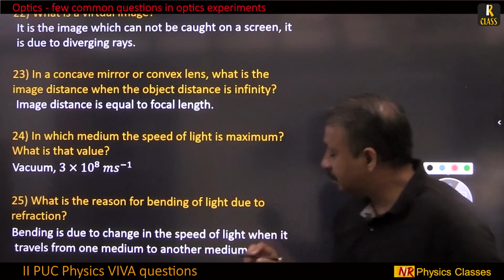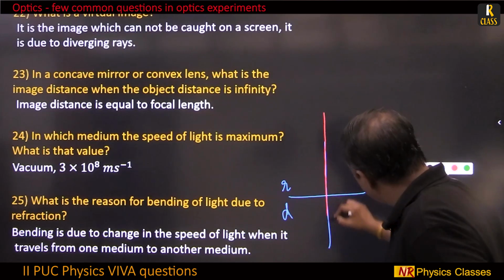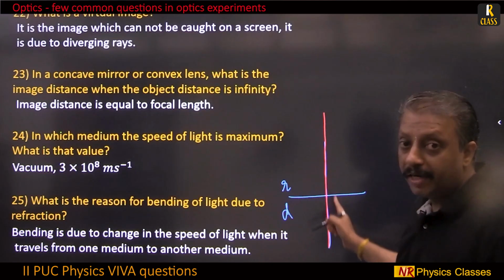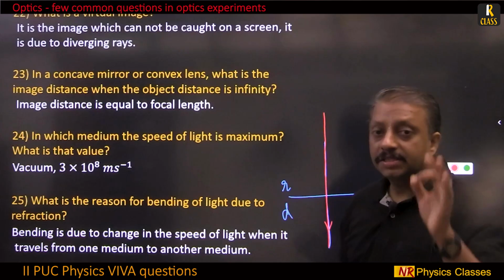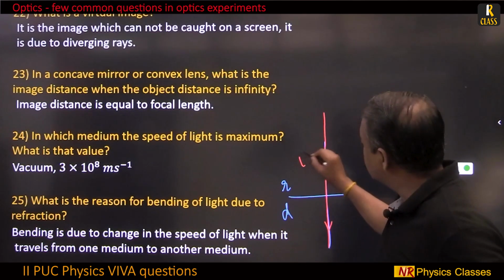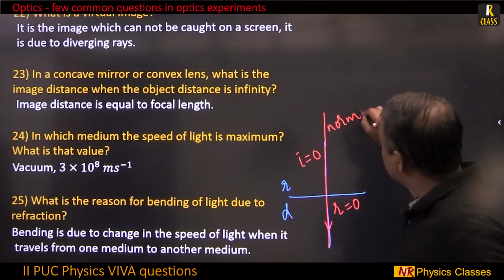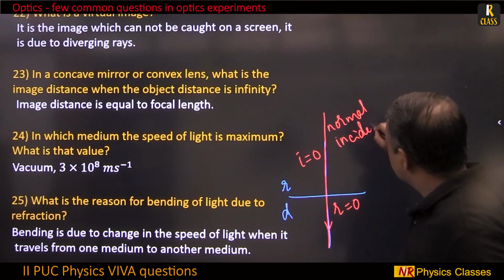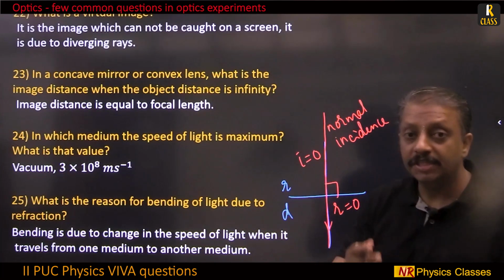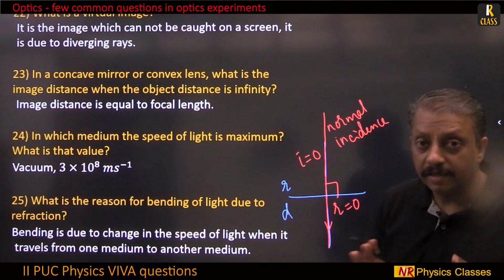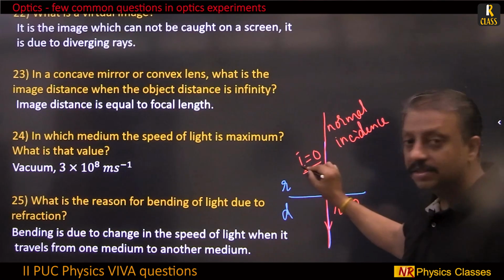There is one exception in this. Which exception? When light is along the normal, then also there is change in speed, but there is no bending. So here we say there is refraction, but there is no bending. That is one exception, when i equals 0. When i equals 0, r is also equal to 0. This is called normal incidence. Normal incidence means 90 degree to the surface, but the angle of incidence is 0.